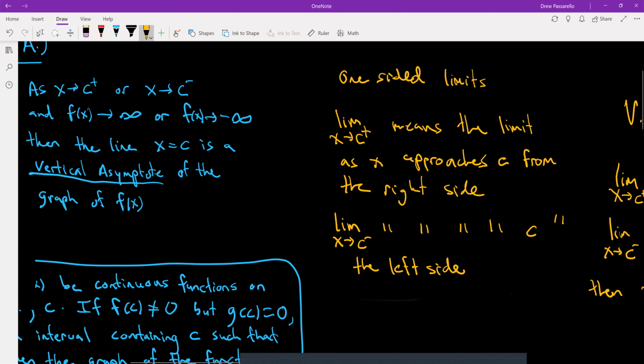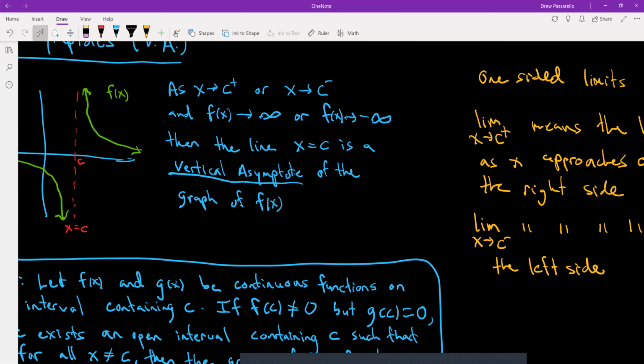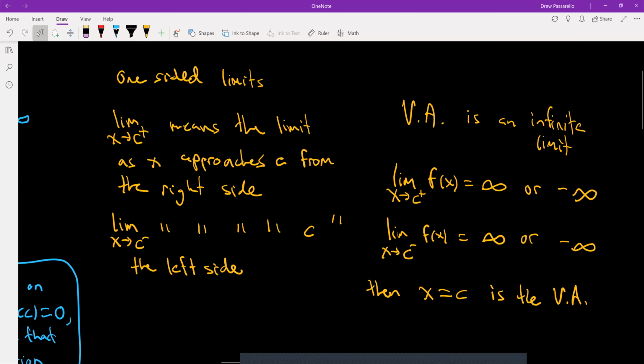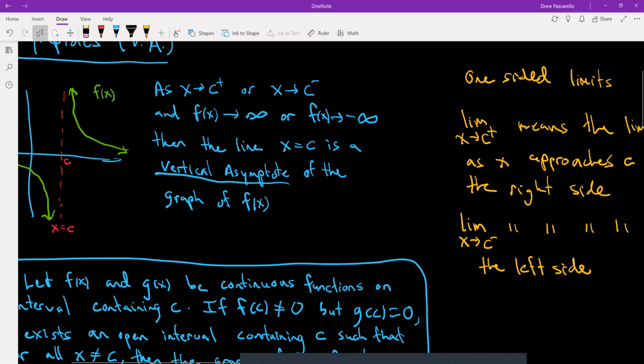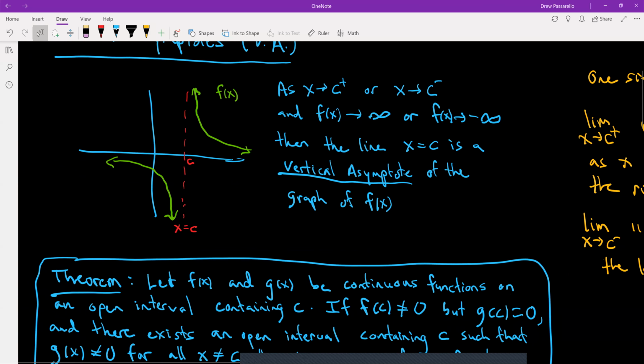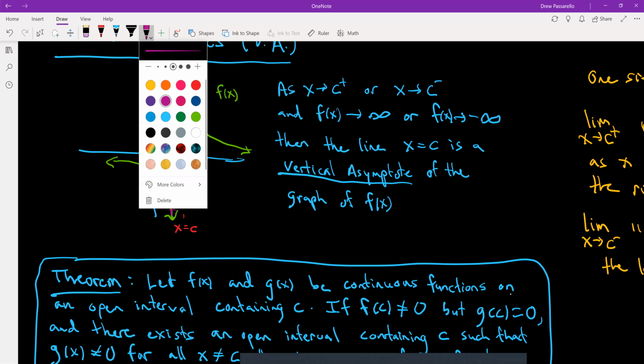All right, so pretty much I just rewrote what's over here using the notation. And a vertical asymptote is really an infinite limit. So just to recap, if I'm approaching c from the right side, this graph is shooting up to positive infinity. Approaching c from the left side, the graph itself is shooting down to negative infinity. So that infinite limit where it occurs is the vertical asymptote.